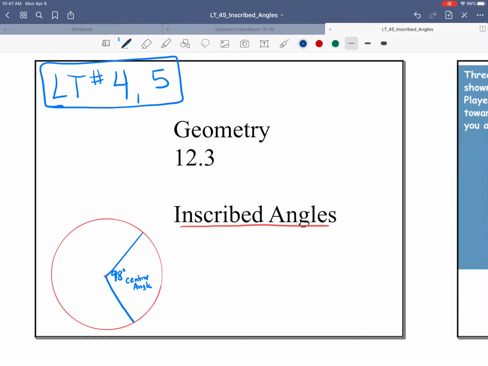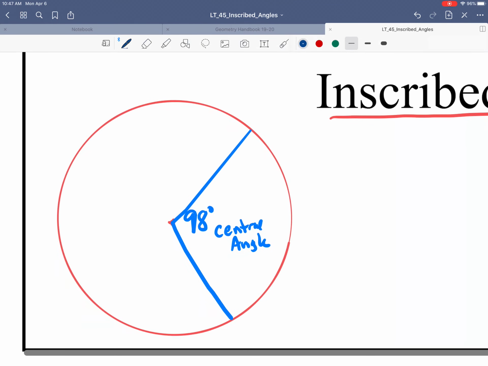For learning target 4-5 on inscribed angles. Before we begin today, I want to look at a circle and see that we have here a central angle because this angle is at the center of the circle. Now, a central angle is congruent to its intercepted arc.